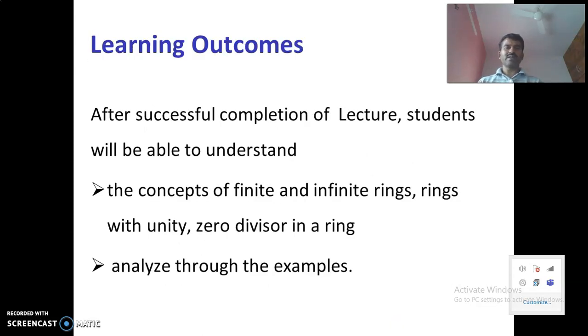So what are the outcomes of this lecture? After learning these concepts, the students will be able to understand the concepts of finite and infinite rings, examples of rings, rings with unity and without unity, definitions and examples, zero divisors and rings without zero divisors, and also analyze these definitions through examples. So thank you.